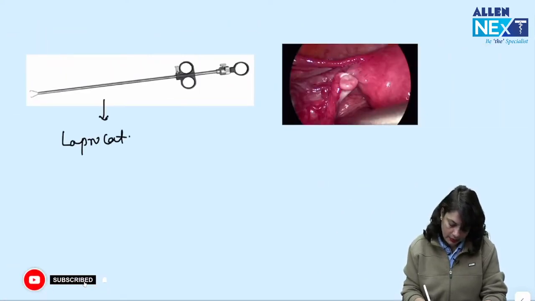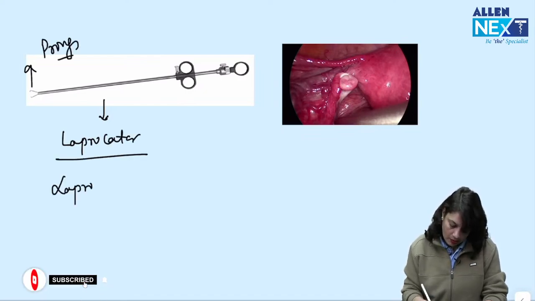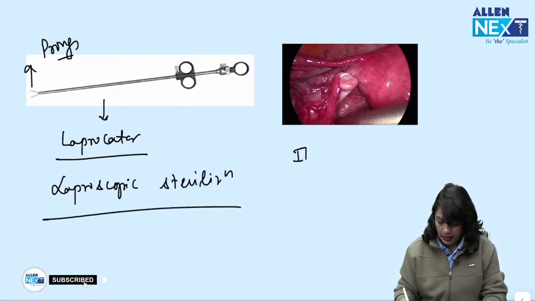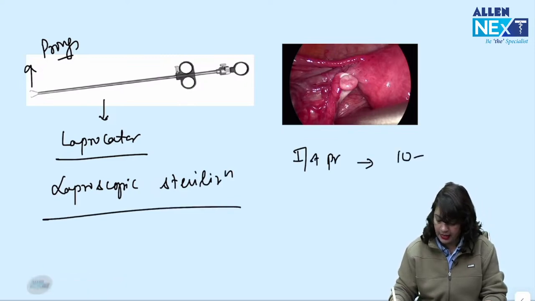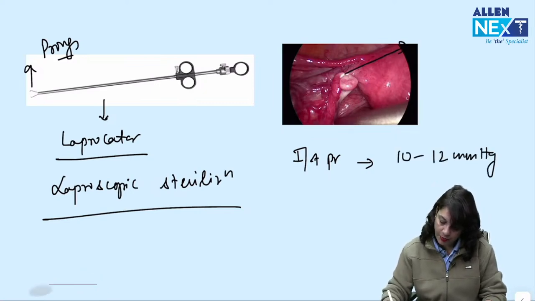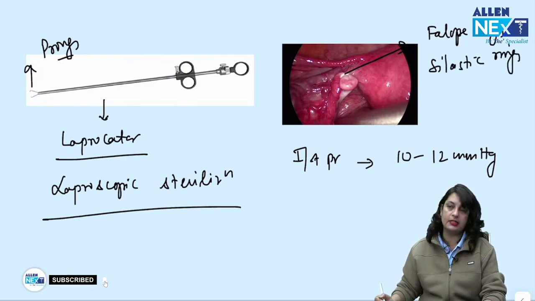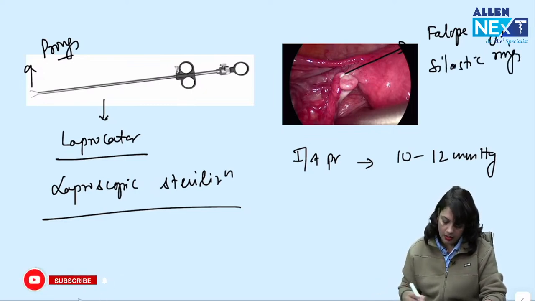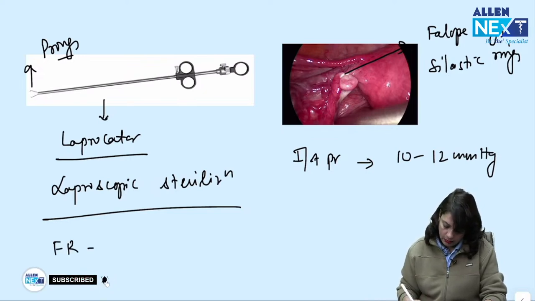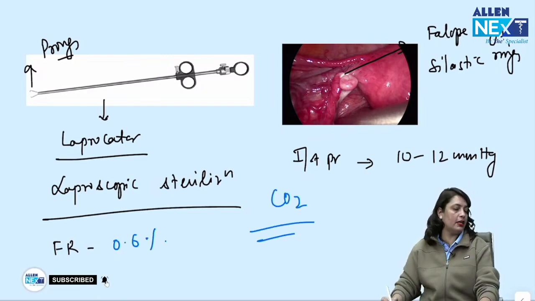Okay. Next, what is this instrument shown in this image? This is laparocator which has got prongs for laparoscopic sterilization. What is the intra-abdominal pressure in laparoscopic sterilization? 10 to 20 millimeters of mercury. Which material is applied on the fallopian tube? Answer is Falope rings, that is silastic rings. Okay. What is the failure rate of this method? 0.6%. Which is the gas used to create a pneumoperitoneum?